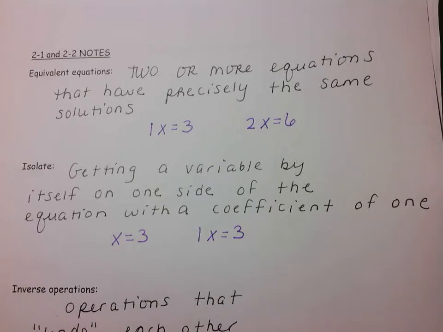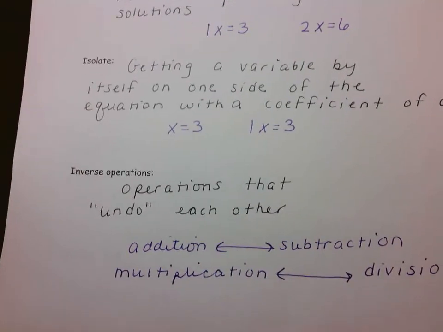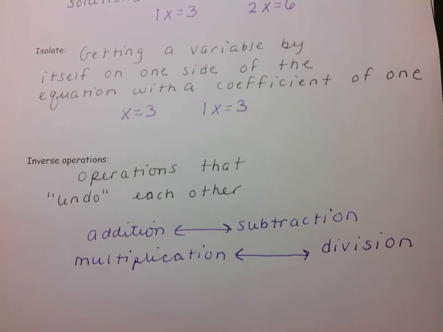When we say isolate a variable, what we are saying is get the variable by itself on one side of the equation with a coefficient of 1. So when we say x equals 3, what we're saying is 1x equals 3. And so how do we do this? How do we isolate a variable?